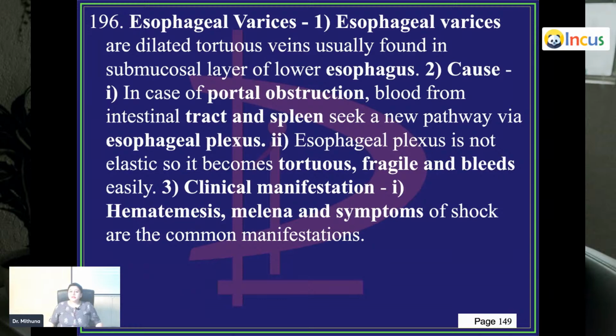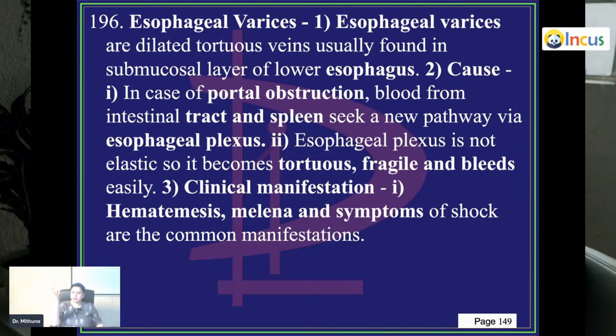What are esophageal varices? Esophageal varices, as I just told you, are seen in portal hypertension: dilated tortuous veins, nothing but varicosity of the esophagus found in the submucosal layer of the lower esophagus. Cause: in case of portal obstruction, blood from the intestinal tract and spleen seeks a new pathway via the esophageal plexus.